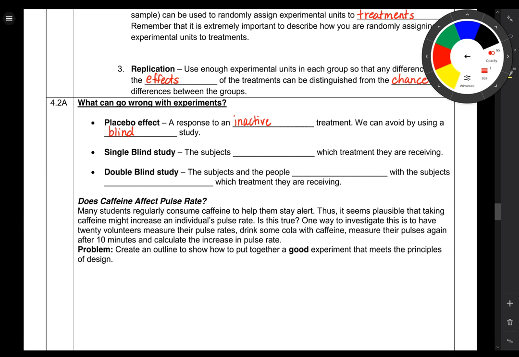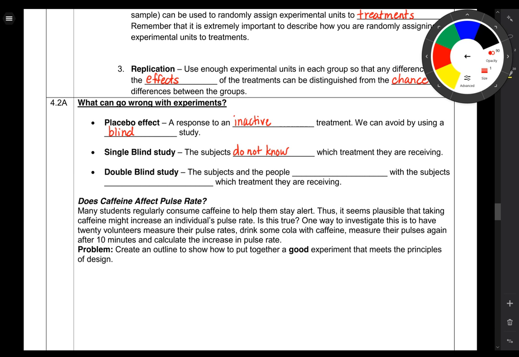In a single blind study, the subjects do not know which treatment they are receiving. So when talking about that cola soda example, if you have the groups in thirds and one group is getting soda with caffeine, one's getting soda without caffeine, and one's getting soda that's sugar free and no caffeine, they don't know. They just know that they're being given a soda and they're drinking it. So that's where the subjects don't know what they're getting. That would be a single blind study.